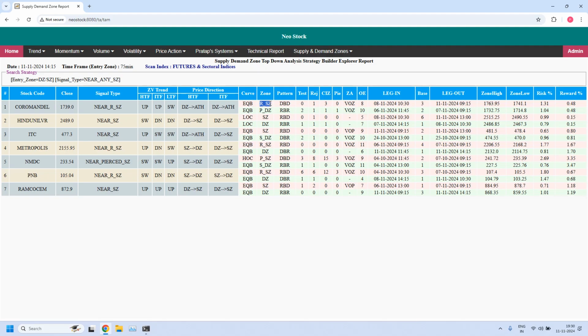Coromandel is having a high liquidity supply zone. Metropolis is having high liquidity supply zone, 75 minutes time frame. PNB is pierced, so it is not valid. So that's it. We have only 2 high liquidity supply zones from this list.